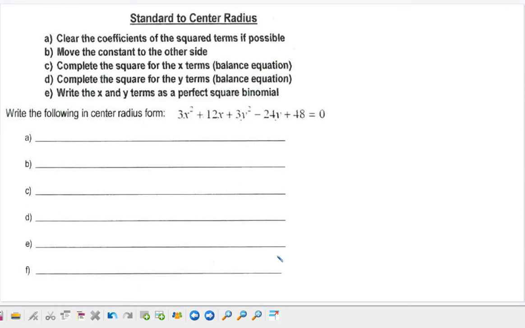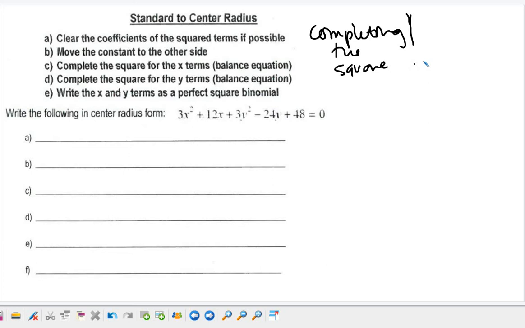Okay? So, the other thing that they want you to do is to go from standard form back to center radius. This involves you completing the square, which is everybody's dreaded skill. Nobody really likes it. It's not fun, but it is what it is, okay?